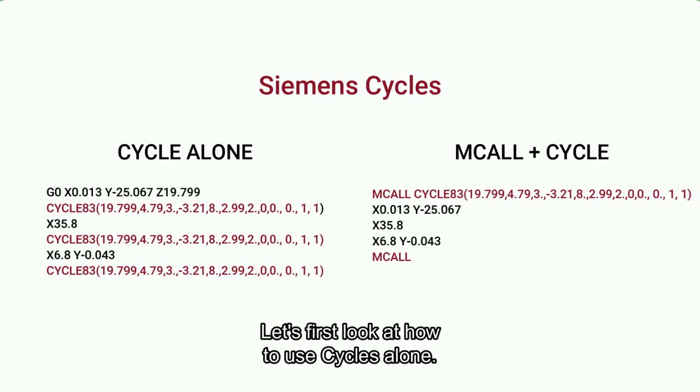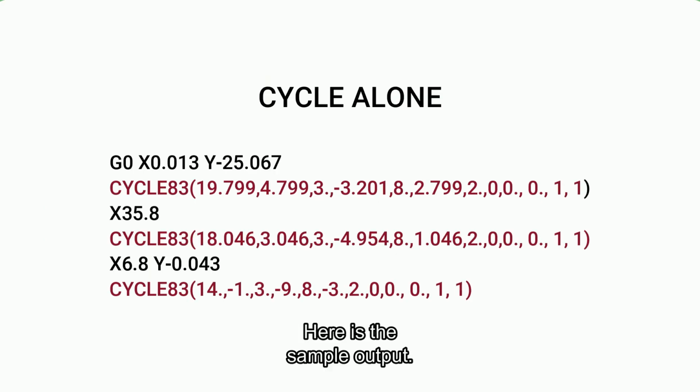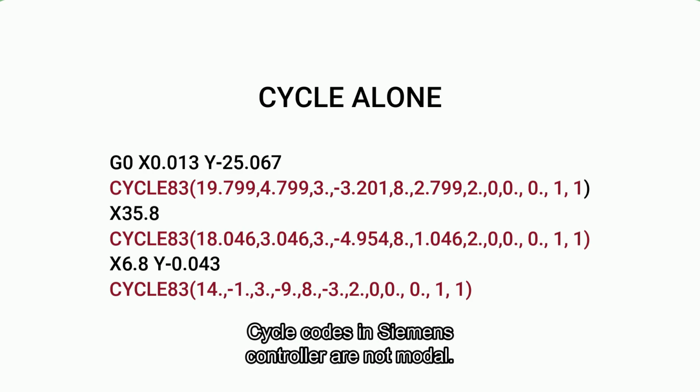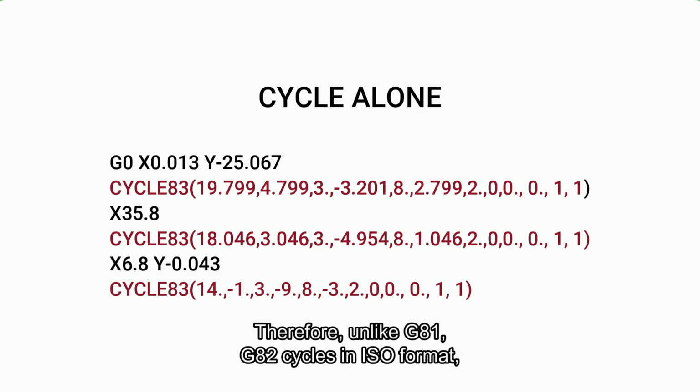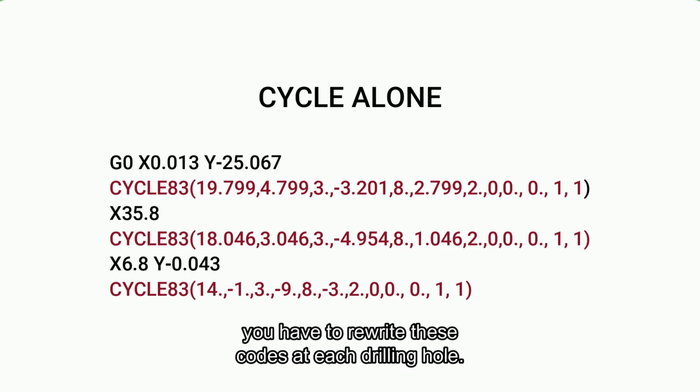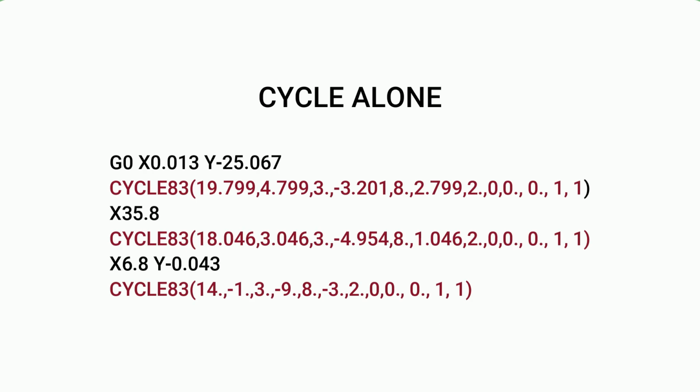Let's first look at how to use cycles alone. Here is the sample output. For each new drilling hole, a new cycle line is created. Here, there are two important things you should know. Cycle codes in Siemens controller are not modal. This means that they are one-shot codes and they do not stay in effect on subsequent NC lines. Therefore, unlike G81, G82 cycles in ISO format, you have to rewrite these codes at each drilling hole.